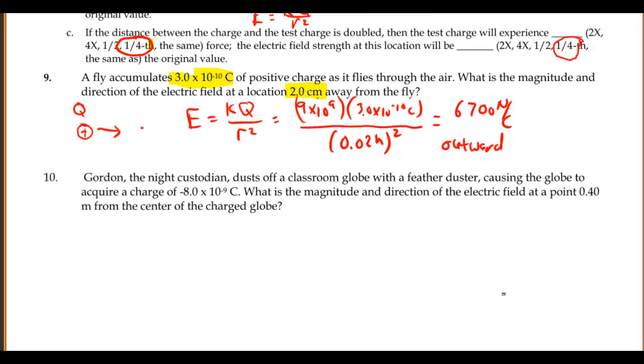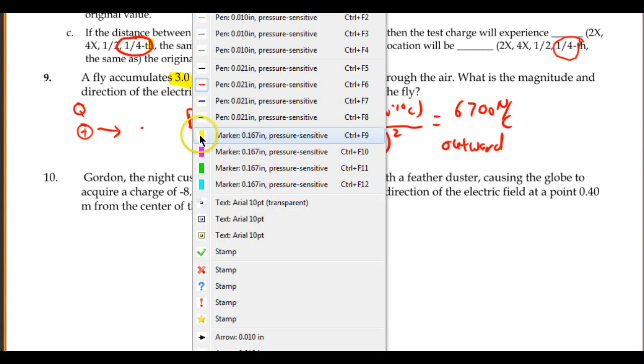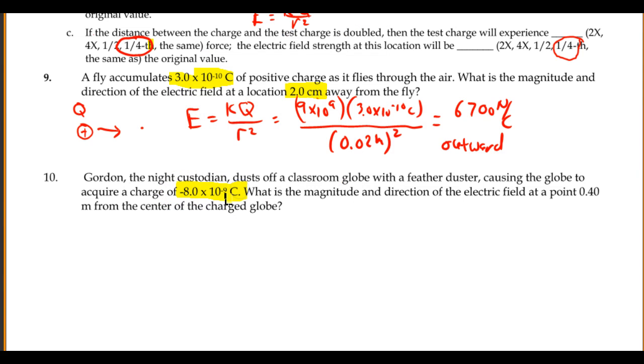Okay, then we have Gordon, the night custodian, dusting off a classroom globe with a feather duster, causing the globe to acquire a charge of -8 × 10⁻⁹ coulombs. So that's the charge that's creating the field. We want the magnitude and direction of the field at a point 0.4 meters from the center of that charged globe. We have that in meters, so we don't need to change that.